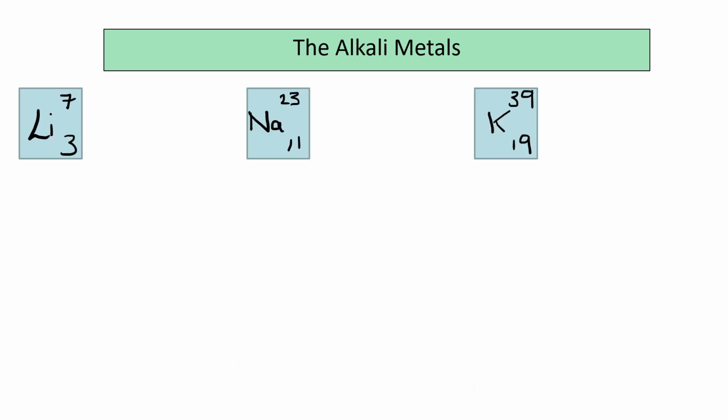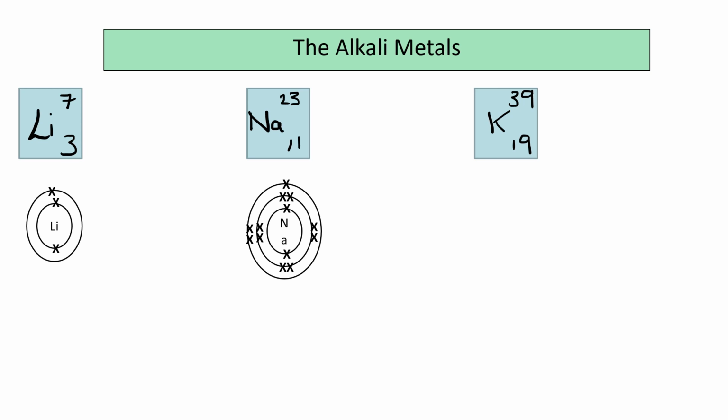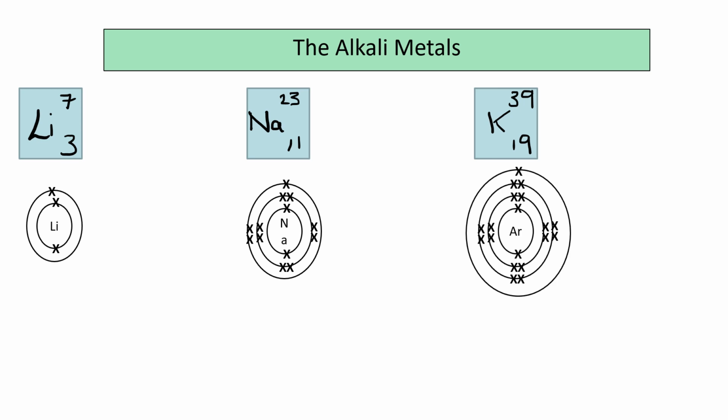Lithium has 3 electrons, as shown by the atomic number. The first 2 electrons go in the first shell and the final electron in the second shell. Sodium has 11, so 2 electrons followed by 8, followed by the last electron in the third shell. And potassium has 19 electrons, so 2, 8, 8 and 1 is its electron configuration.